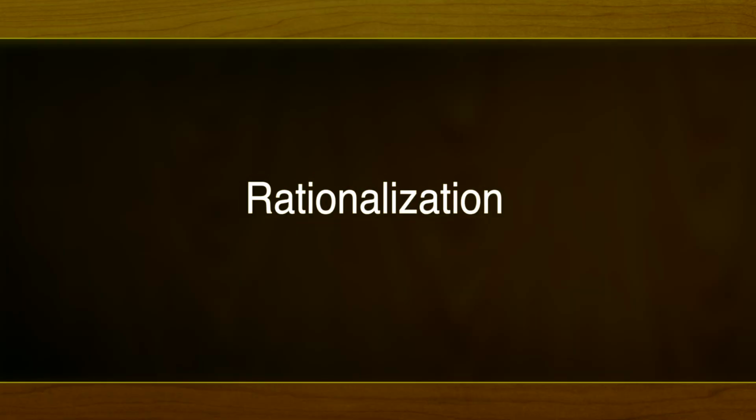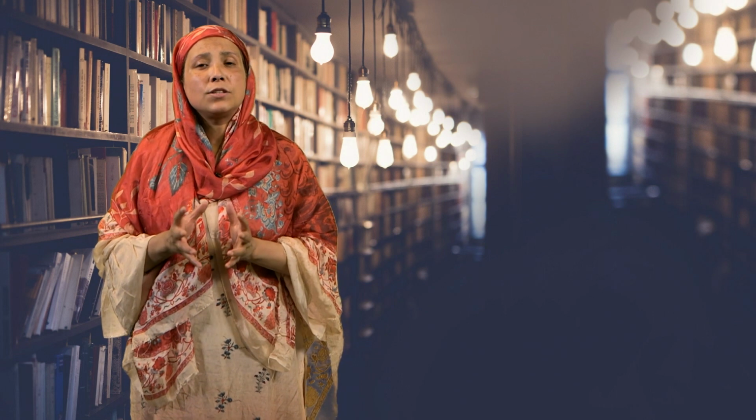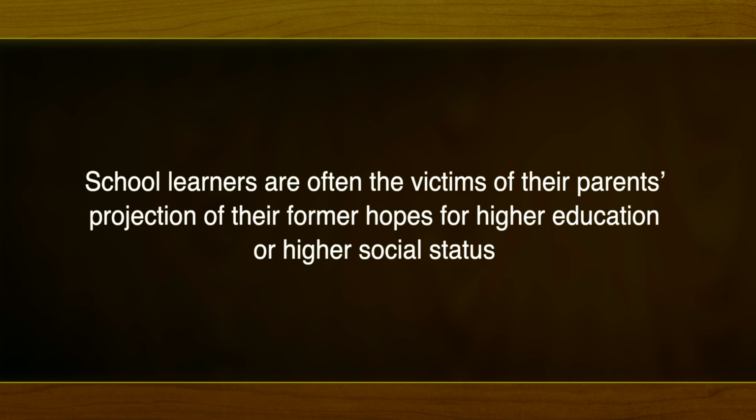Next is rationalization. Rationalization means shifting of responsibility of failures to outside factors. That is, many students attribute their failure to the difficult question paper. Next is projection. This is a tendency to push onto another person one's own unrealized, frustrated ambitions, or attribute to another one's own faults. For example, school learners are often the victims of their parents' projection of their former hopes for higher education or higher social status.